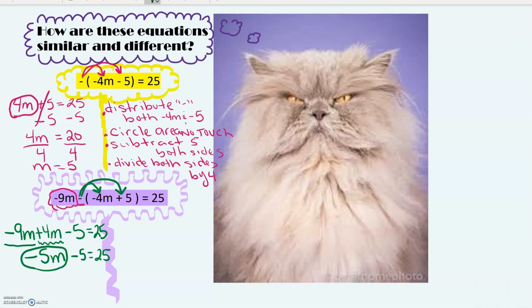Well, negative 9m plus 4m is negative 5m. I rewrote what was left, and I also circled the area of no touch. What I would like you to do now is pause the video and finish writing the math steps, as well as the written steps used to solve that equation. I am not going to finish this equation for you, but on your paper, I would love for you to solve for what m is.